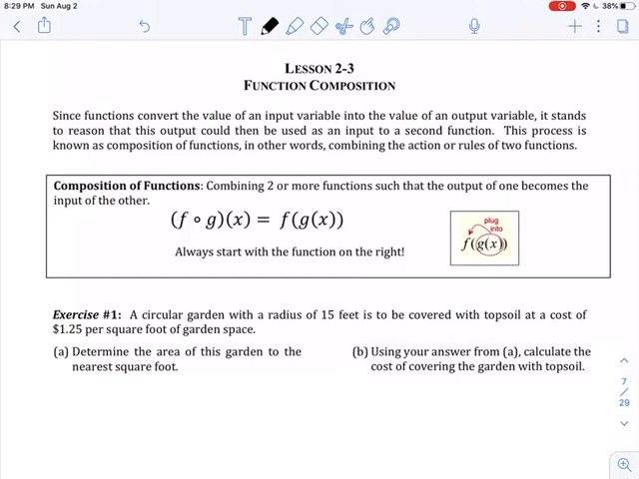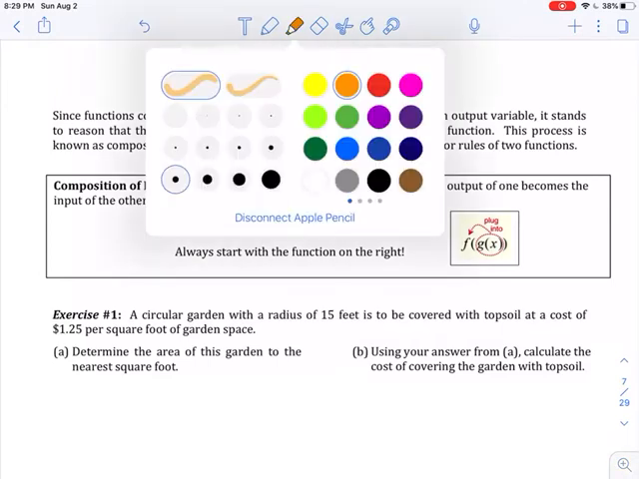So I'm going to have an input and I'm going to do a function, and that's going to result in an output, and that output is going to become the input of the second function. So I'm just going to read the top here. Since functions convert the value of an input variable into the value of an output variable, it stands to reason that this output could then be used as an input to a second function. This process is known as composition of functions, in other words, combining the action or rules of two functions.